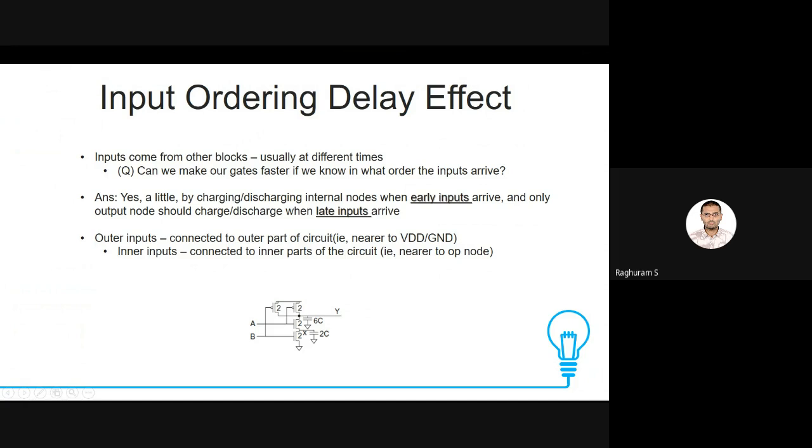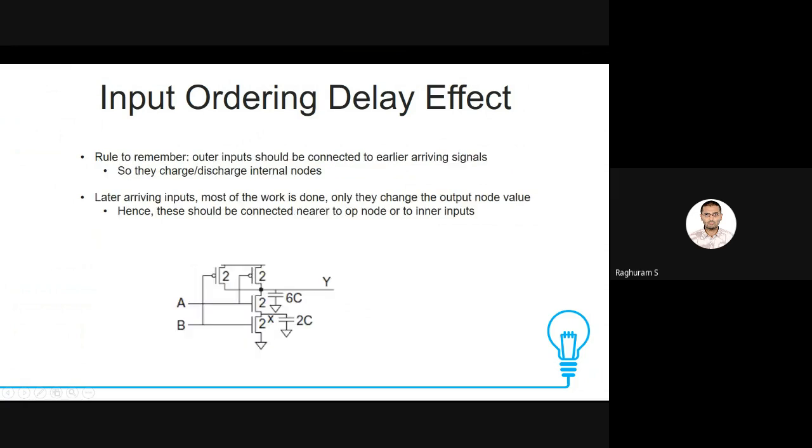So the input ordering delay effect, the rule to remember, is that the outer inputs should be connected to earlier arriving signals. That is what we see here. B is an example of an outer input because it is connected in the outer part of the circuit. It's closer to ground compared to A. Not that it's closer to ground in general, it's closer to ground compared to A.